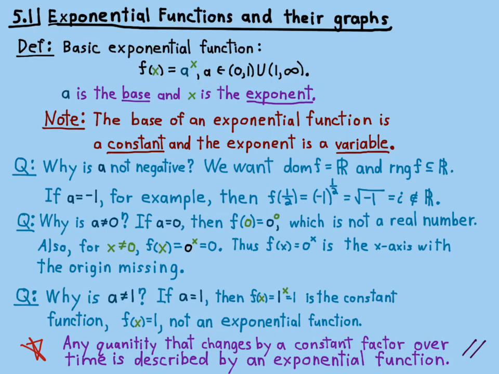So down here at the bottom, I've got: any quantity that changes by a constant factor, that is, you're multiplying by some constant over time, is described by an exponential function. So if it's doubling every hour, it's exponential. If you're getting half of it every hour, it's exponential. If you're multiplying by 1.6 every hour, or every time x goes up by 1, you multiply f of x by 1.6, that's an exponential function with base 1.6. It just kind of goes like that.